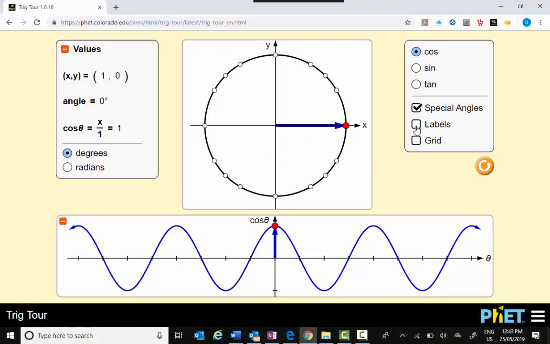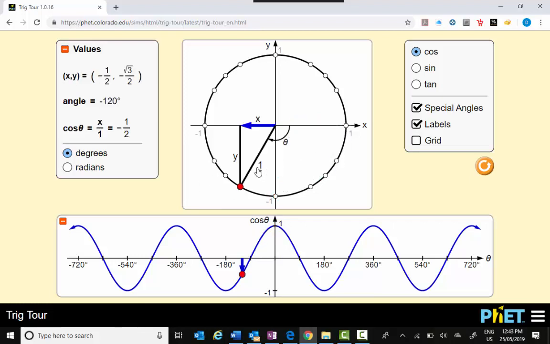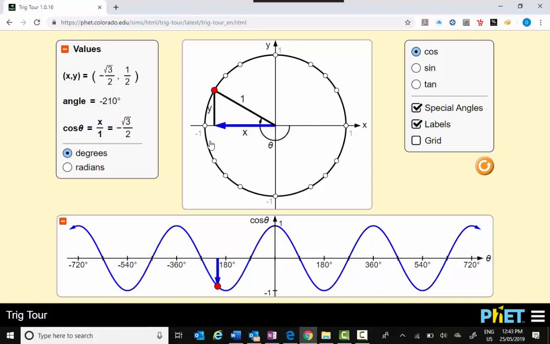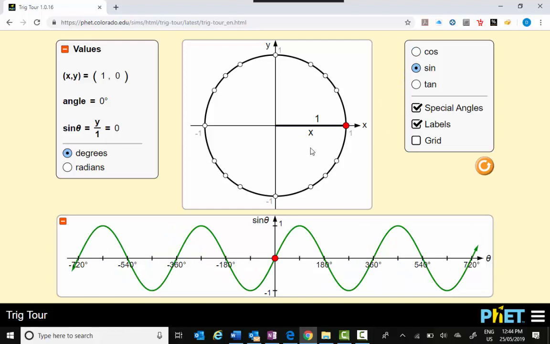Now, I'm just going to reset that. I'm going to go special angles. I'm going to show the labels, and I'll work in degrees. I think most of you are more familiar with that. If I go this way, notice that the graph goes that way. So we go back this way and we go right around here.